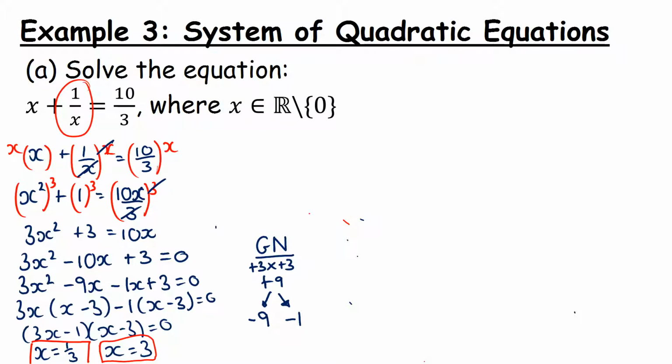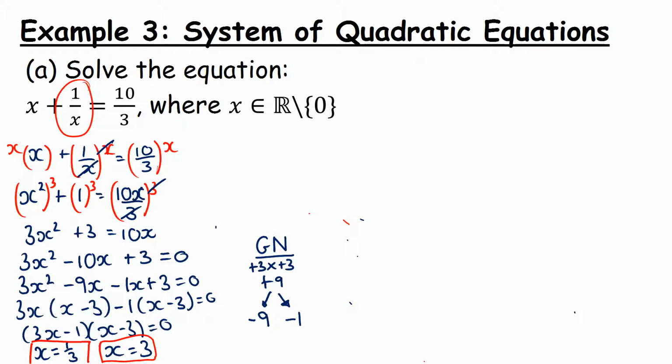And we're left with 3x minus 1, x minus 3, and that equals 0. So we're left with x equals a third and x equals 3. So there are two answers. So this is really, really important as we move into the next step. We're going to require both of these answers.